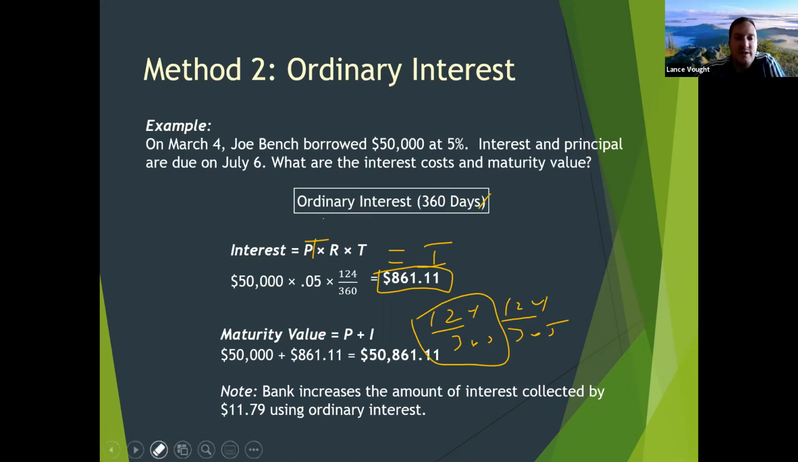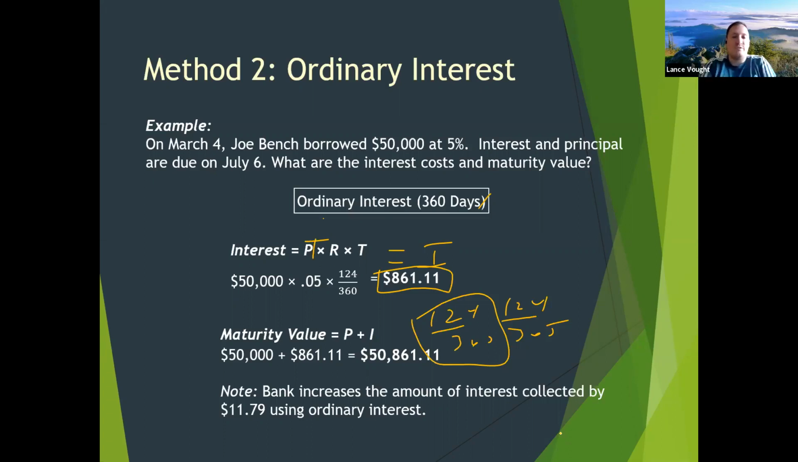So any questions about that? Hoping that that's manageable. It's the same equation, just using different numerical relationships. And you might think that's silly and not that big of a deal, but the reason why we're teaching it is because different institutions use different calculation methodologies. So if you're an accountant, that's going to be important.